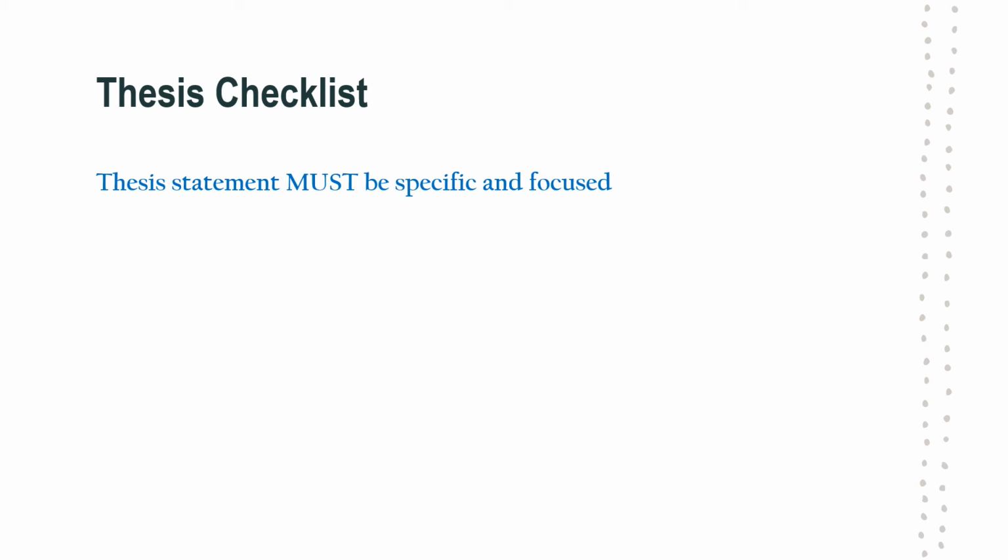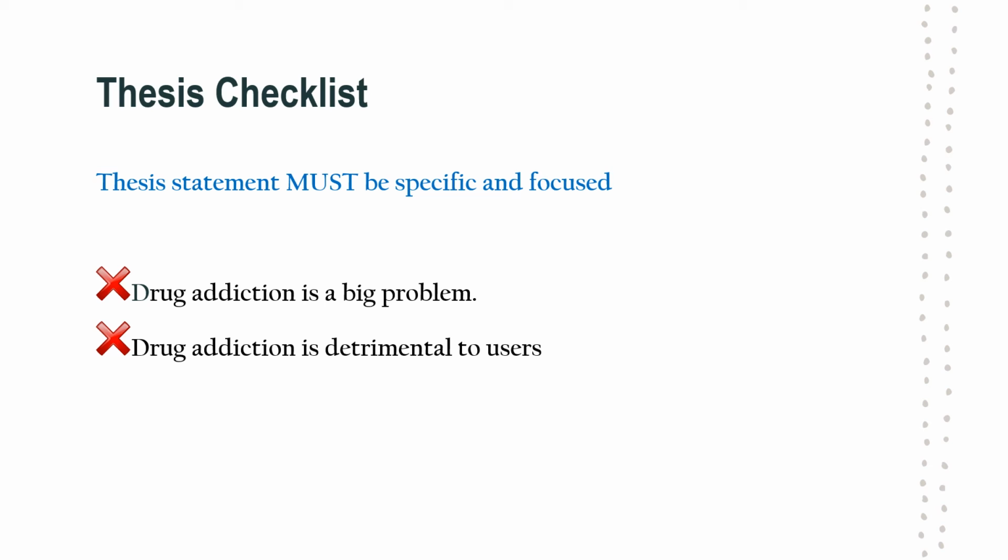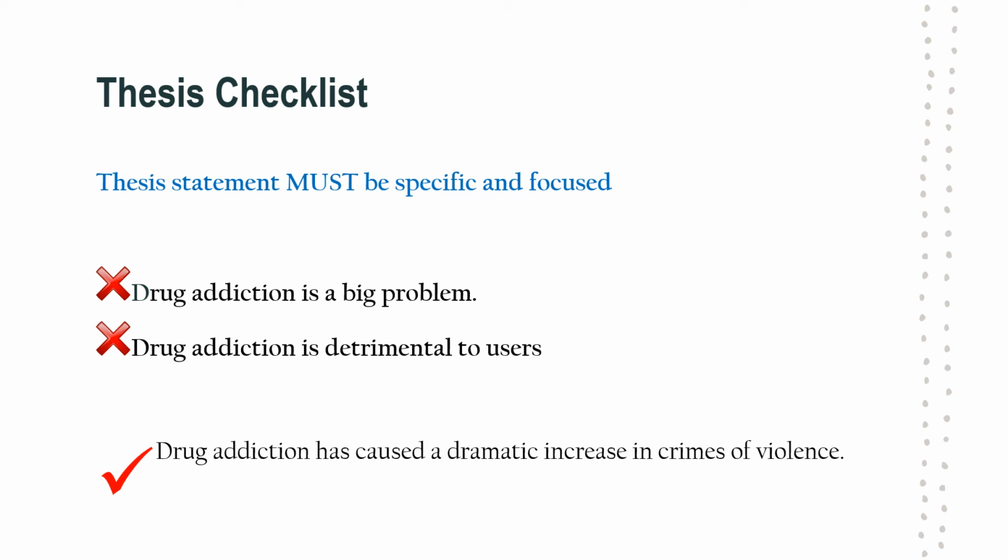And of course, the thesis statement must be specific and focused. So, if you say drug addiction is a big problem, this doesn't really say anything. What kind of problem, what kinds of situations or issues may arise from drug addiction specifically? Or if you say drug addiction is detrimental to users, this is similar. This might be a little more specific, but in what way is it detrimental, and what kinds of drug addiction are we talking about specifically? And so let's look at this one. Drug addiction has caused a dramatic increase in crimes of violence. And this one is much better. Of course, it can still be more specific, but it's a thesis statement that you can use.